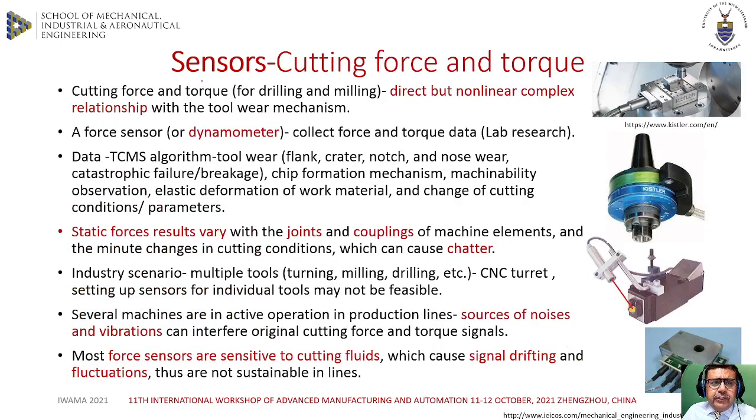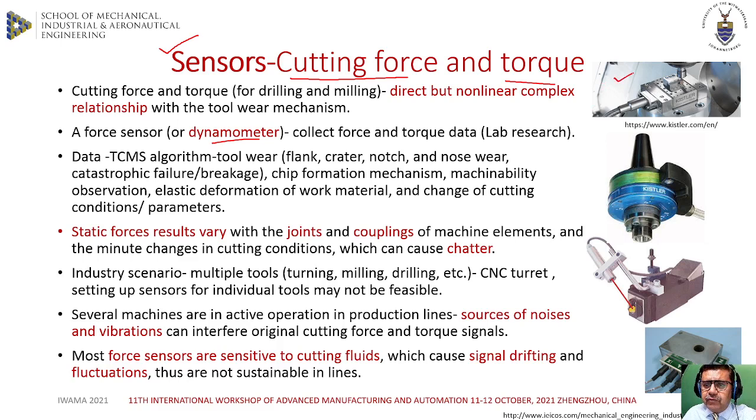Okay, now coming to different sensors that can be used for tool condition monitoring. Here the first sensor we have is cutting force and torque sensors. These are also called dynamometers. Basically dynamometers are of two types: piezoelectric and strain gauge based. Strain gauge based are relatively cheap, whereas piezoelectric based sensors are accurate, and obviously expensive.